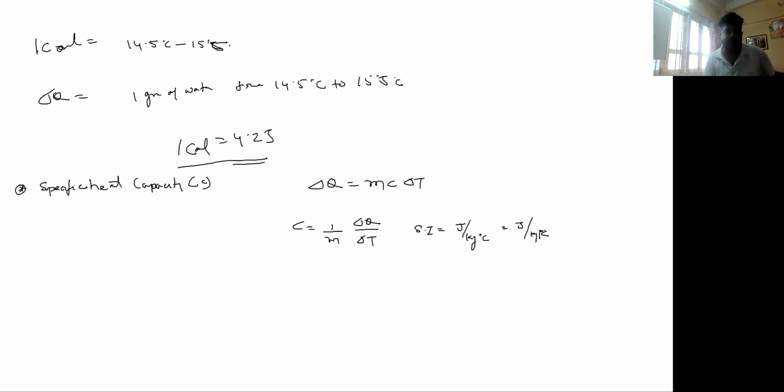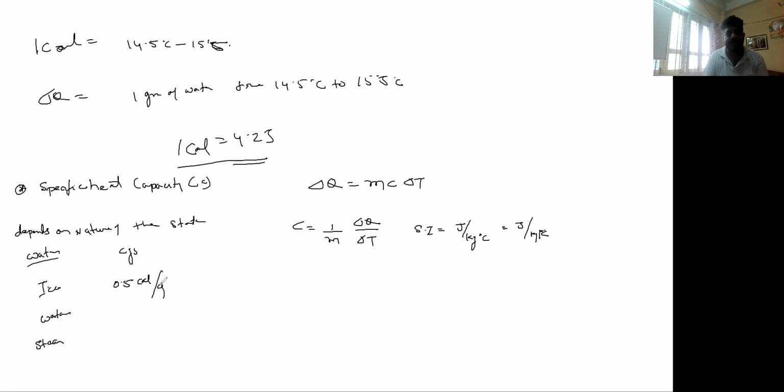Specific heat capacity depends on the nature of the state. देखो, same water का different state में different specific heat capacity होता है. जैसे ice है, water है और steam है, तो अगर हम इसका CGS unit में देखें तो ice के लिए होता है 0.5 calorie per gram per degree centigrade. Water के लिए होता है 1 calorie per gram per degree centigrade. Steam के लिए होता है 0.47 calorie per gram per degree centigrade.